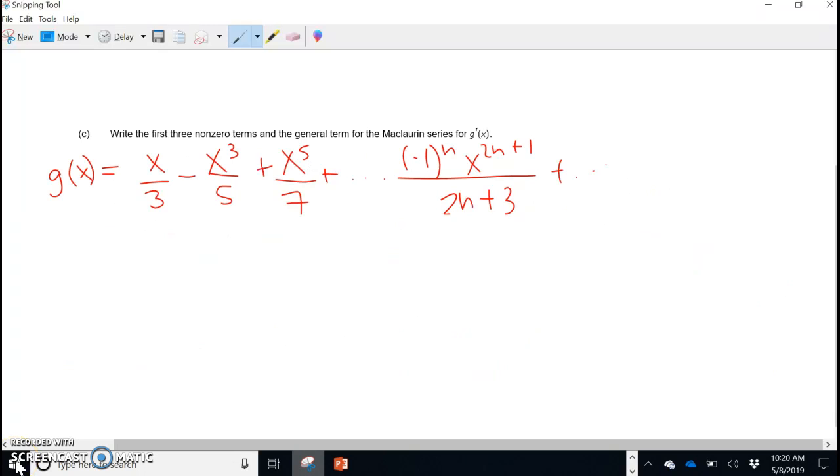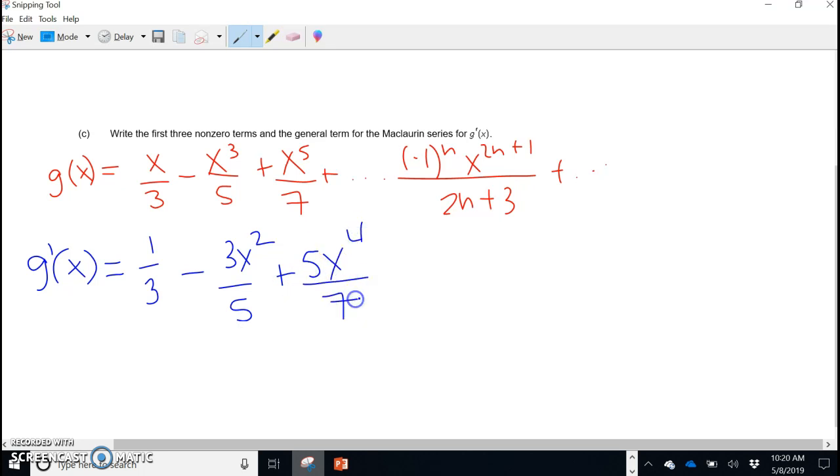Okay, so here's the last part of the problem. Write the first three non-zero terms in the general term for G prime. So I went ahead and recorded G again, and this question basically just wants me to differentiate everything and generate a function G prime. So the derivative of x over 3 is 1/3, minus the derivative of x cubed over 5 is 3x squared over 5. Plus the derivative of x to the 5th over 7 is 5x to the 4th over 7. And that's going to extend along for a while until I get to the general term.